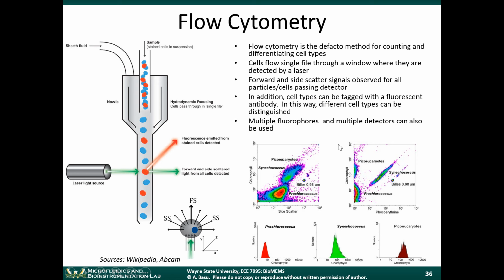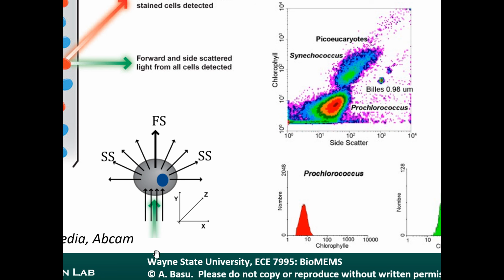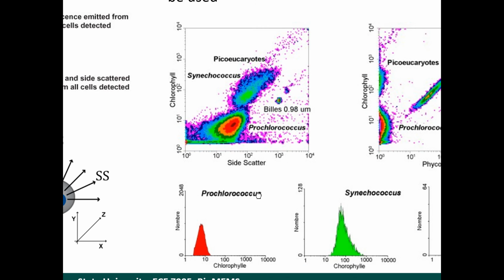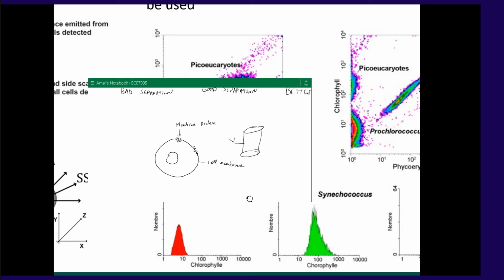So when you do flow cytometry, you end up getting these scatter graphs. When the cell passes by this detection window, the laser light is diffracted, so it gives off side scattered light, these two on the side. It also gives off a forward scattered light. Now this results in, let me draw this here.